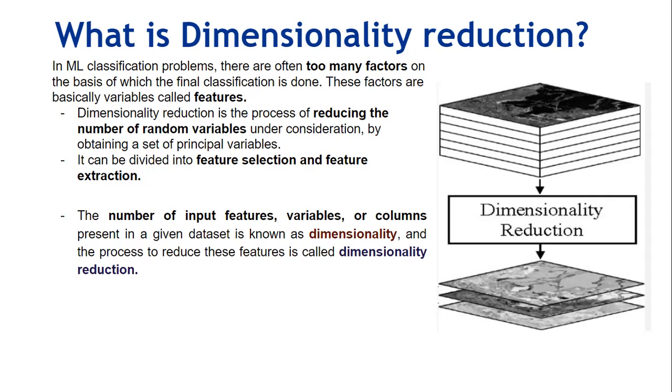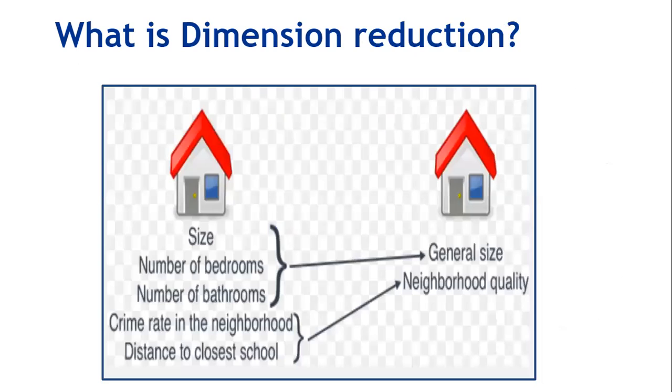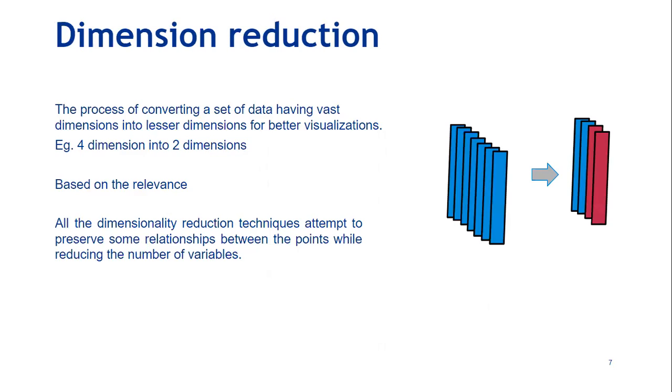So first, let's come back to dimensionality reduction. The number of input features, variables, or columns present in a given data set is known as dimensionality, and the process to reduce these features is called dimensionality reduction. As you can see in this picture, we have five features, but we can keep only those features in our training data which are actually important to create a model. One more example: maybe we have 4-dimensional data. We can convert that into 2-dimensional data by visualizing it, analyzing it, and keeping the important features to create a model.